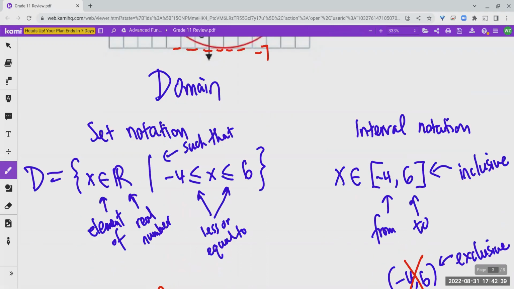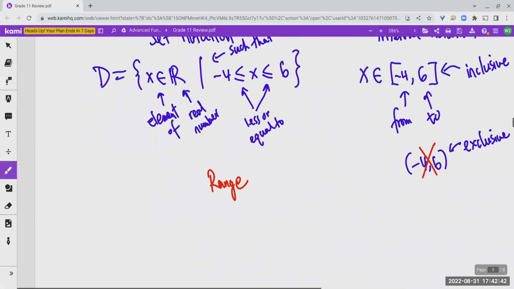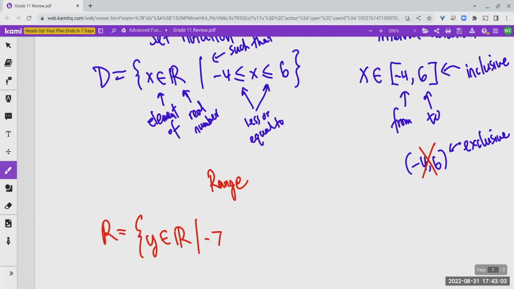Okay, so let's just write the set notation. So range R, squiggly bracket, y, because you're the range, the y values, is an element of the real numbers, because again, you can be between -7 and 3, including all the numbers, even the decimals, the irrationals, so hence the real numbers, such that it's from -7 to 3. You have to use equal signs because you can be those numbers.